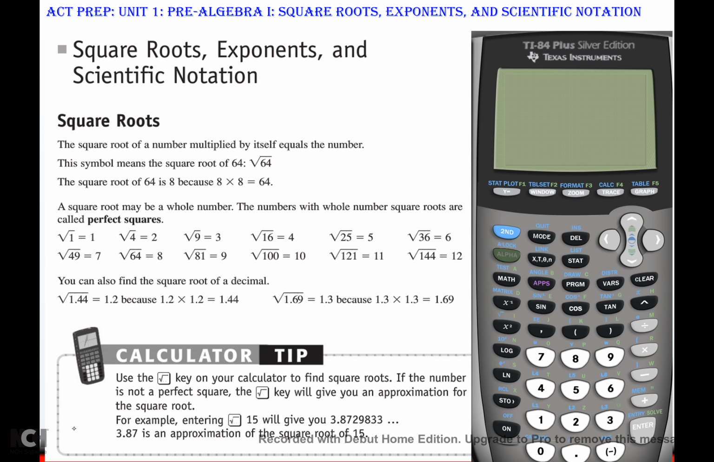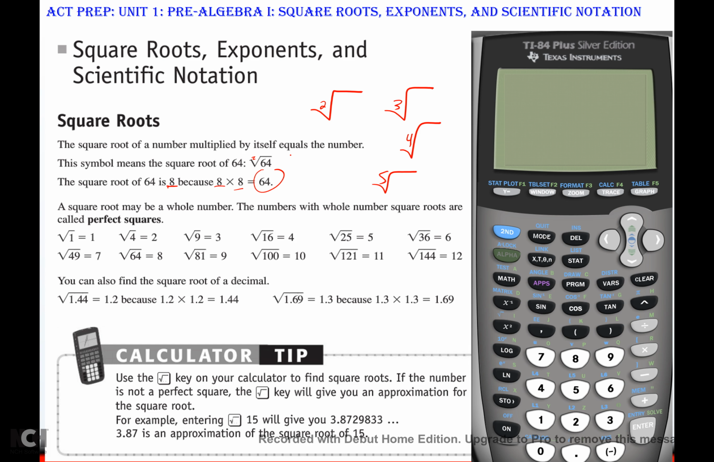This symbol means the square root of 64. This is actually called a radical symbol. If there's no number there, it's a square root, but these are radicals. We have cube roots, fourth roots, fifth roots. You have any kind of root you want. When there's no number written in that little hole there, it's a 2, which means square root. Okay, the square root of 64 is 8 because 8 times itself equals 64.